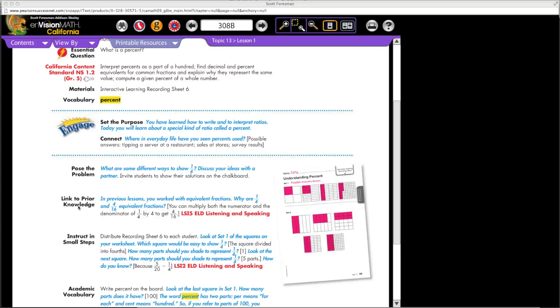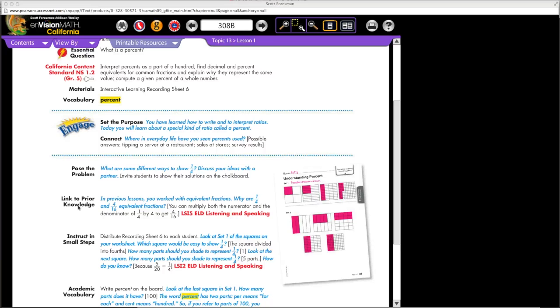Now, you're hoping that they're going to say something like what's written here. You can multiply both the numerator and the denominator of 1/4 by 4 and get 4/16. That's your hope. And that's going to also give you an idea of where your students are in their understanding of equivalent fractions.